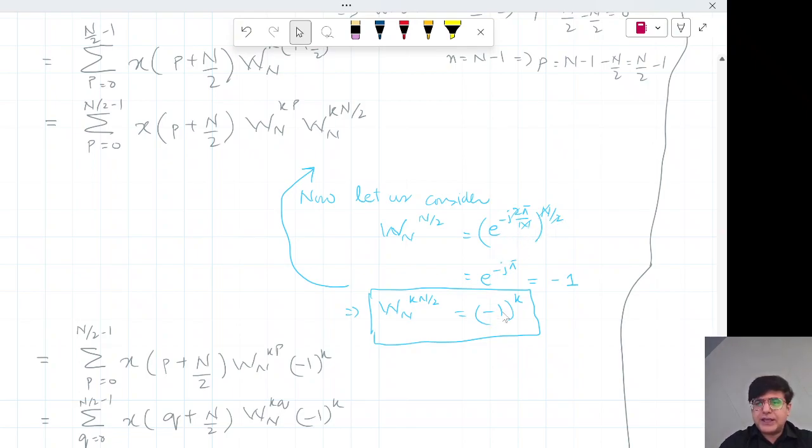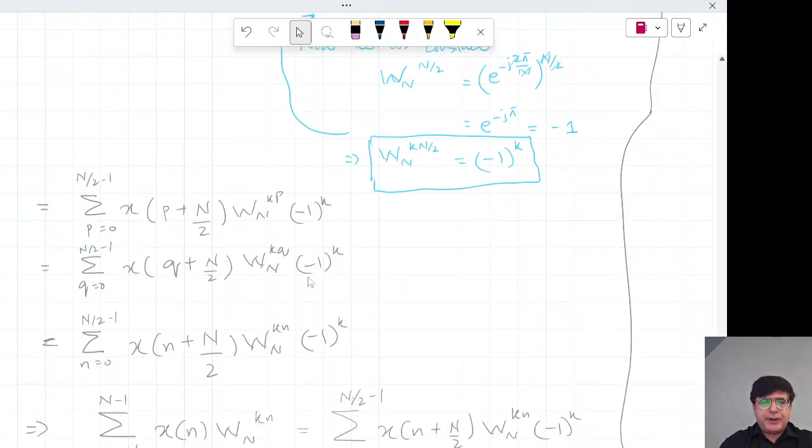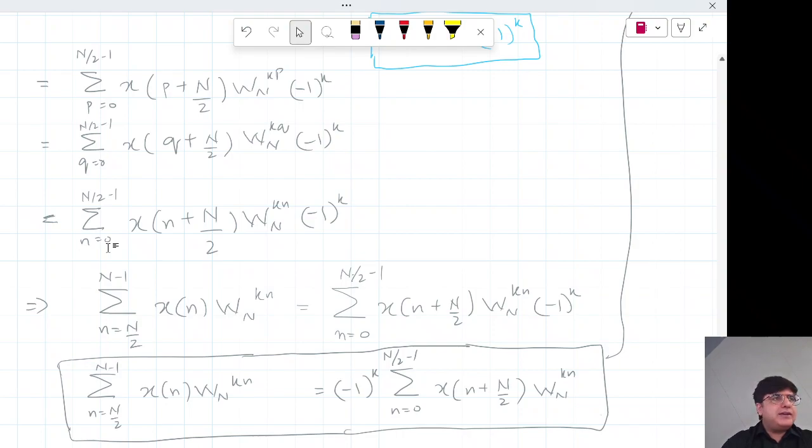So this cancels, and what you are left with is minus 1. And w subscript n to the power k times n over 2 is just minus 1 to the power k. So then you just have minus 1 to the power k. And what you did, you said that okay, this p is just a dummy variable of summation. It does not matter if you replace it with q, you will get the same terms, and it does not matter if you replace it with n, you will get the same terms again.